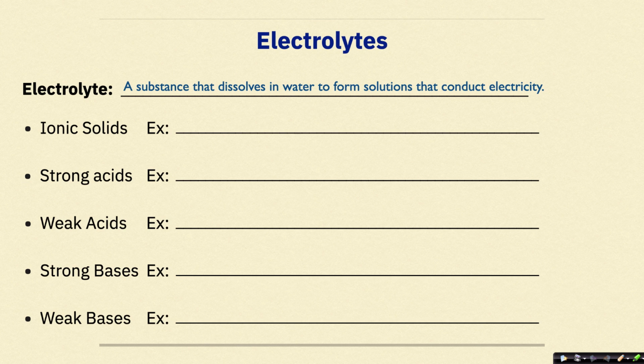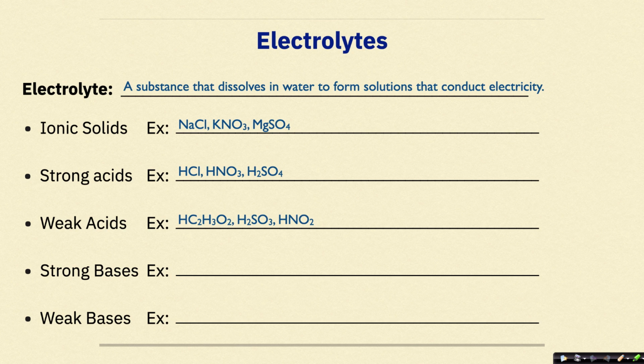The key thing that we're looking for when we talk about electrolytes is the ability to form ions. So examples of ionic solids could be something like sodium chloride or potassium nitrate or magnesium sulfate, all of which can break down to form ions in solution. Strong acids are also a type of electrolyte. Examples might be hydrochloric acid, nitric acid, or sulfuric acid. All of these will ionize to form hydrogen ions and their associated negative ion.